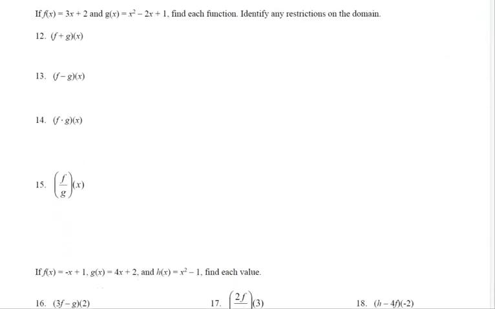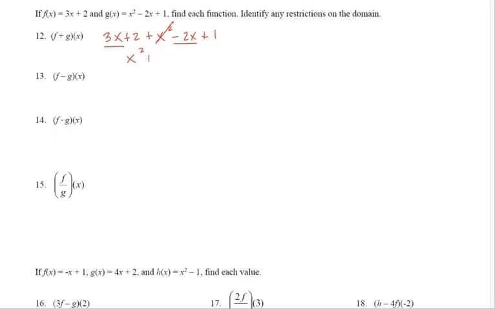Now we're into chapter 5, and this is where we did operations with functions. And if there are restrictions on the domain, we need to state what they are. So this just says take the f function, which is 3x plus 2, and add to it the g function, which is x squared minus 2x plus 1. And I'm going to put this in standard form, which means my first term should be the highest exponent for x. Then my next term should be the next lowest, which would be x to the first. And I've got two of those terms.